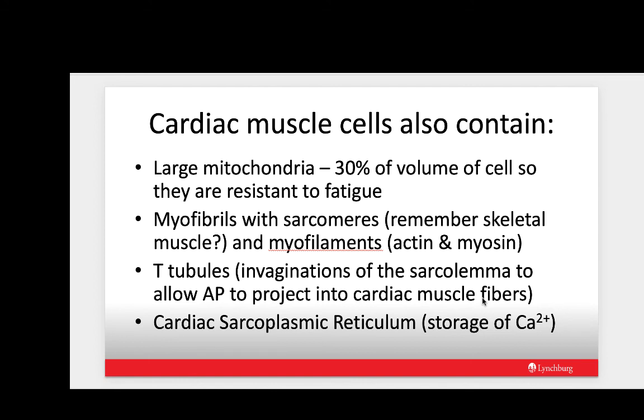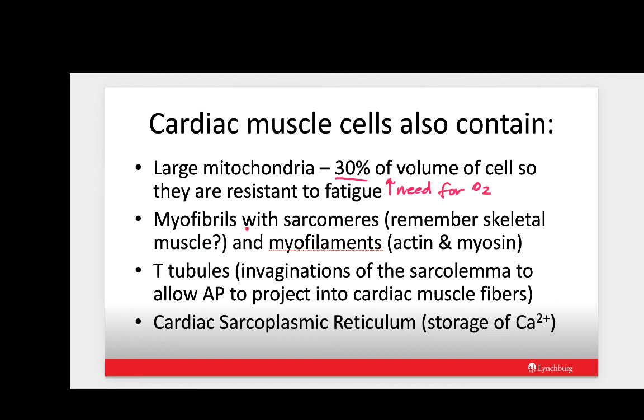Some other important features of cardiac muscle cells: they have lots and lots of mitochondria. About 30% of the volume of the cell is mitochondria. This means that they're resistant to fatigue, but it also means that they have an increased need for oxygen. They're generating ATP through aerobic means. They have a high need for oxygen, and they cannot live long without oxygen.